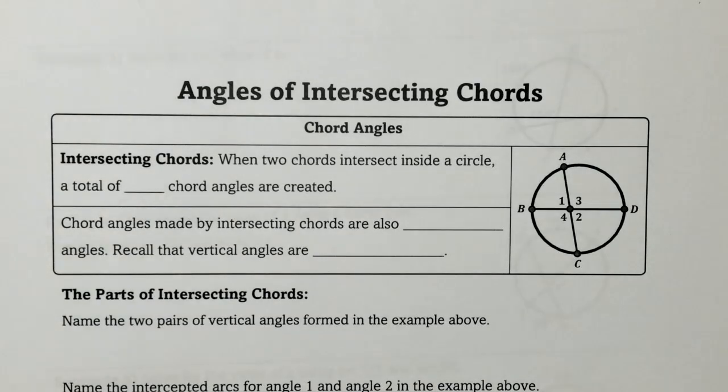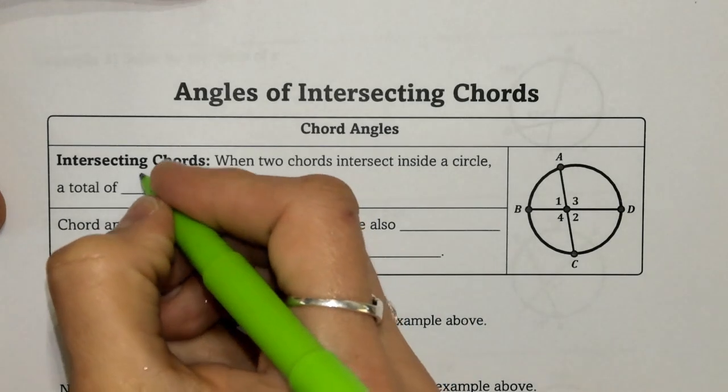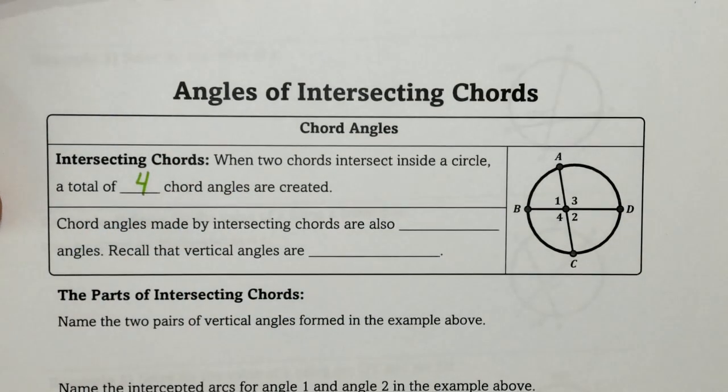All right, this video is going to deal with angles of intersecting chords. I know that in our geometry classes we've already discussed chords intersecting, but now we're going to talk about the angles rather than the chord lengths. When two chords intersect inside a circle, a total of 4 chord angles are created.